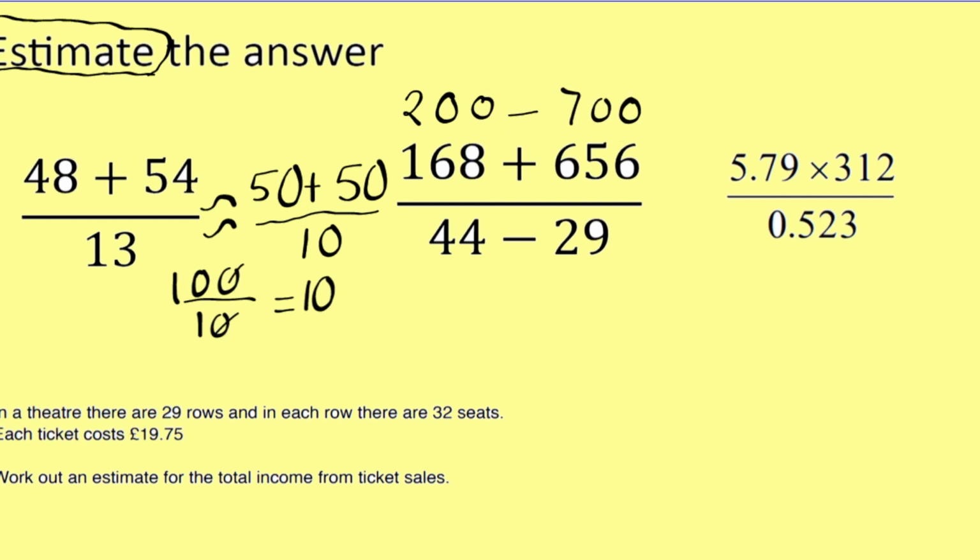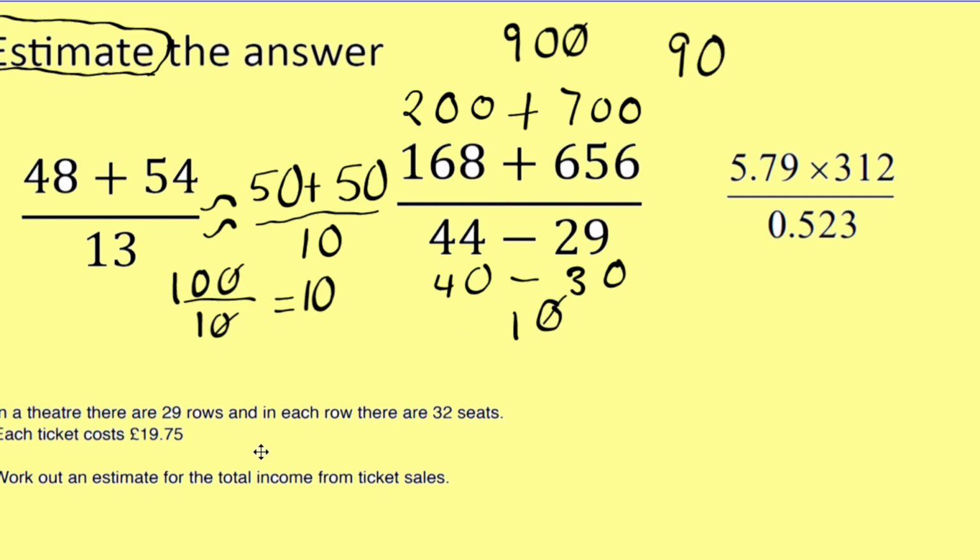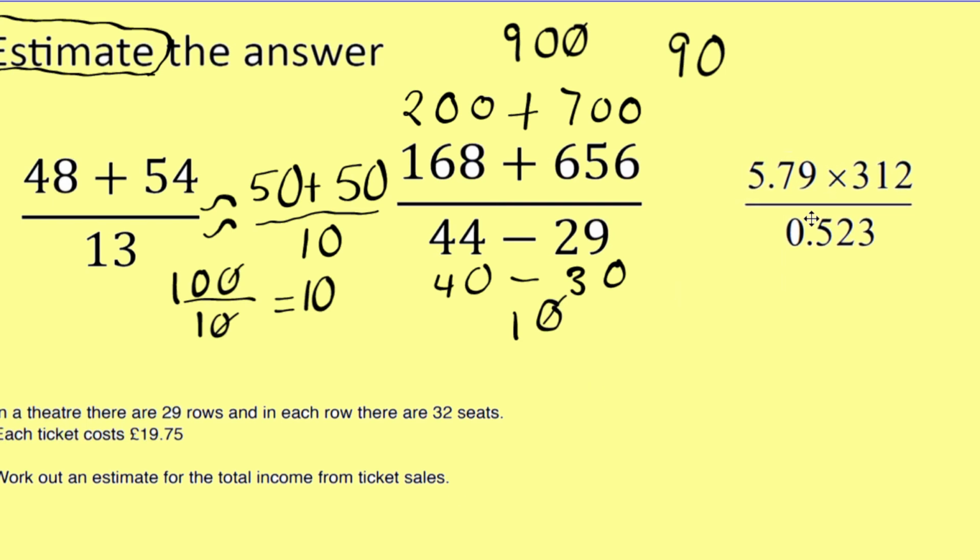Okay. I'm going to round 44 to 40. And I'm going to round 29 to 30. Okay, so now 200 plus 700, I've got 900. And 40 take 30, I've got 10. 900 divided by 10, so 90 divided by 1 is 90. Okay, didn't give myself much space on the slide. Alas.